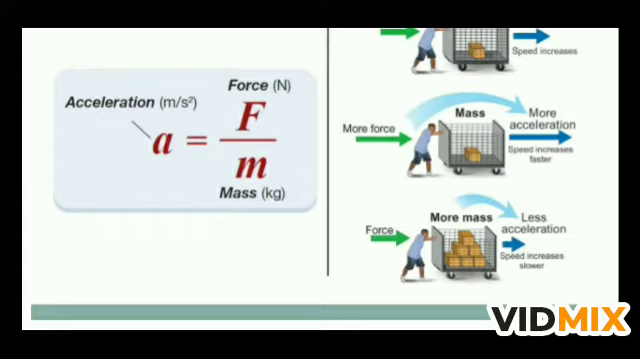And if you see the relation also, if you keep force constant and increase the mass, the acceleration will be less. If you keep the same mass and increase the force, the acceleration will be more. Meaning a is directly proportional to F and a is inversely proportional to m. More mass, less acceleration for the same force, and more force, more acceleration for the same mass. This is the relation between acceleration, force and mass, or we can say F = m × a.